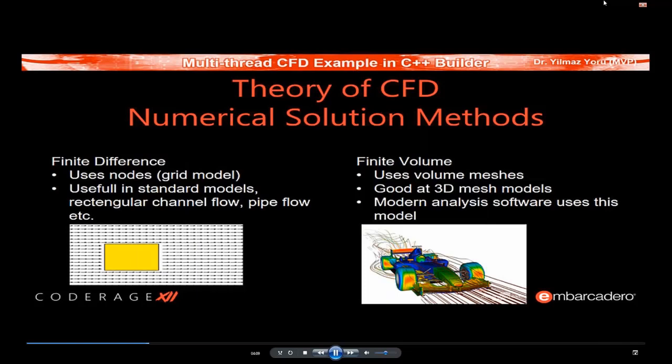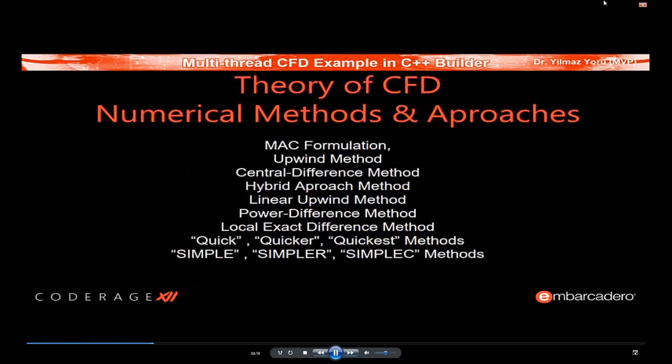In numerical analysis, there are many methods and approaches about CFD: Mach formulation, upwind method, central difference method, hybrid method, linear upwind method, power-law difference method, local exact difference method, QUICKEST methods, SIMPLER, and SIMPLEX methods. In this study, we used the SIMPLE method.